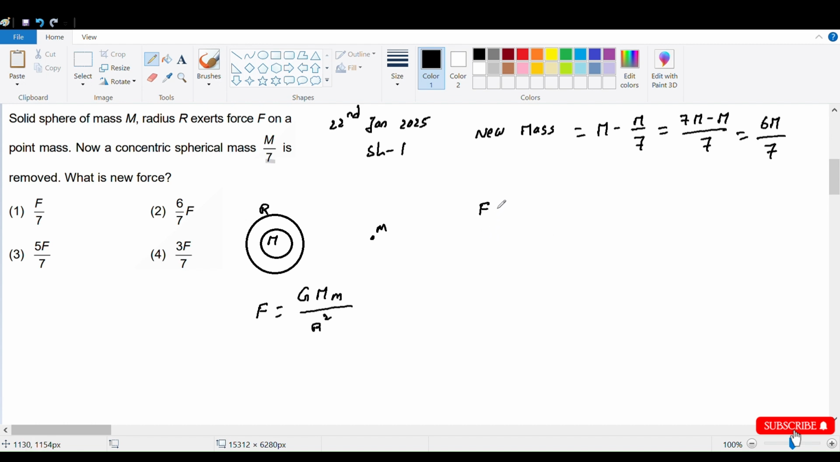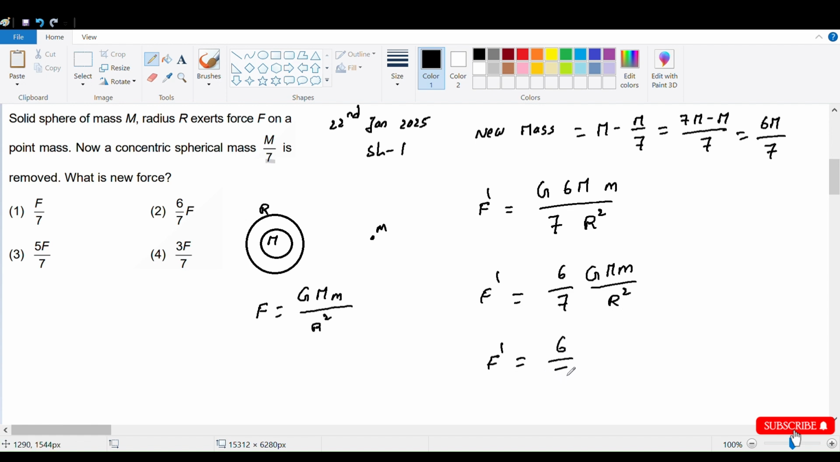Then the new force F dash will be capital G, the new mass 6M by 7, times small m, by the distance, which is the same, r square. So F dash is equal to 6 by 7 times G capital M small m by r square, yes or no? This value is F. So we get F dash is equal to 6 by 7 times F. So option 2 is the correct answer.